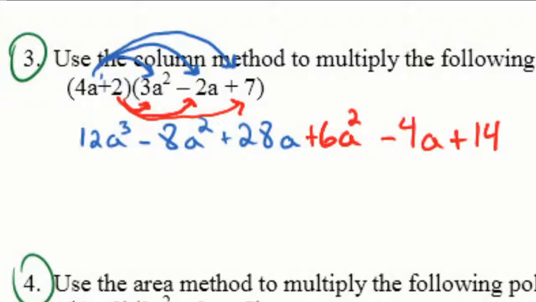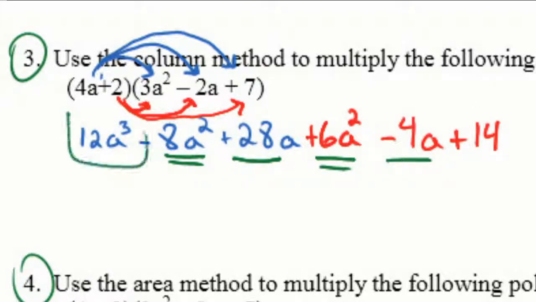So I look at the exponents of my a's. I have a squared here, and I have a squared here, so I know I can combine those. I have 28a to the power of 1, and then 4a to the power of 1 as well, so I can combine those. And it looks like the 12a cubed out front here doesn't have anything to be combined with, so I'm just going to leave it and bring it down. Same thing with the 14 on the end. There's nothing to combine that with, so I'm just going to drop it down to the next line.